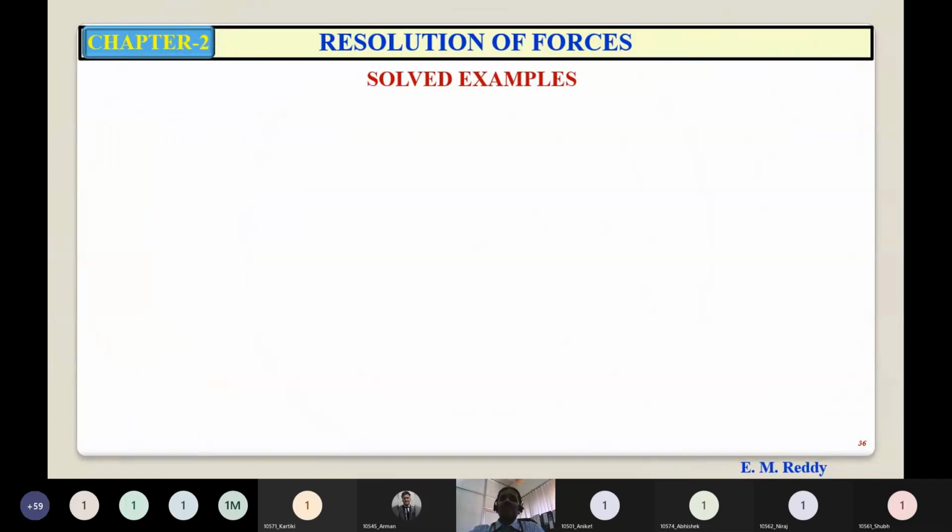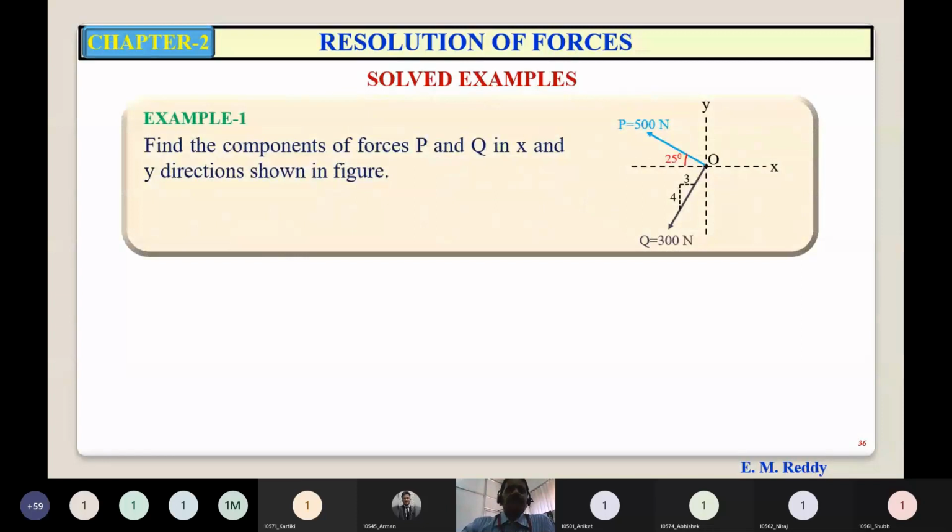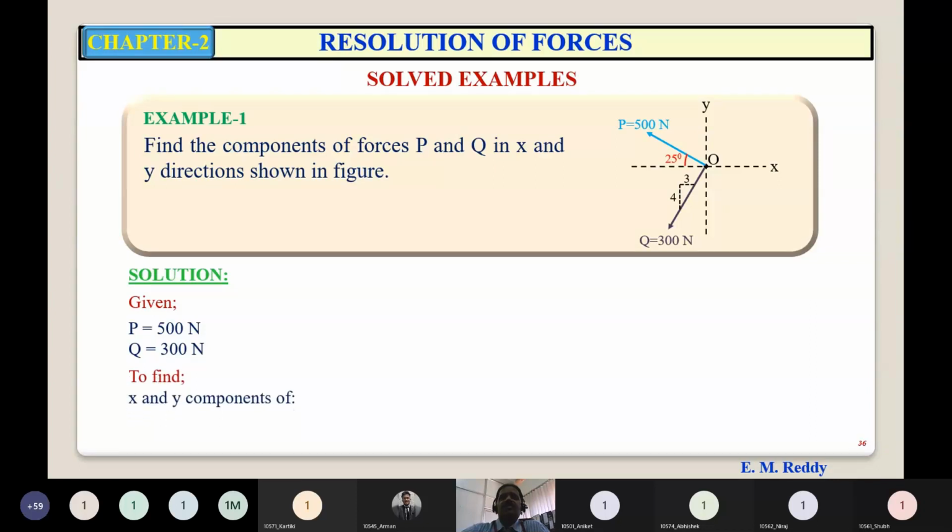Now, let us solve some examples. So, be ready with the notebook, pen and the calculator with you. Please note down the statement of this problem and draw the figure. Find the components of forces P and Q in X and Y directions as shown in figure. So what is given? The magnitude of force P is 500 and the magnitude of force Q is 300, and the directions are also shown in the figure. You have to find out the X and Y components, horizontal and vertical components of force P and Q.